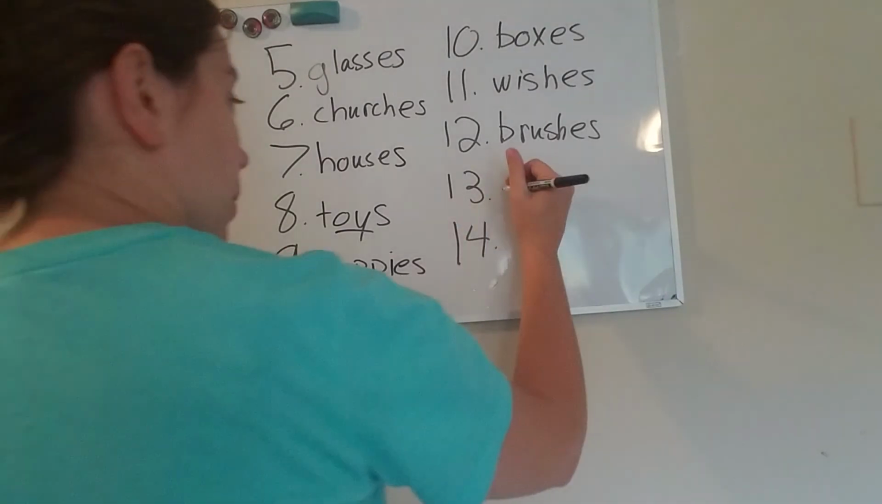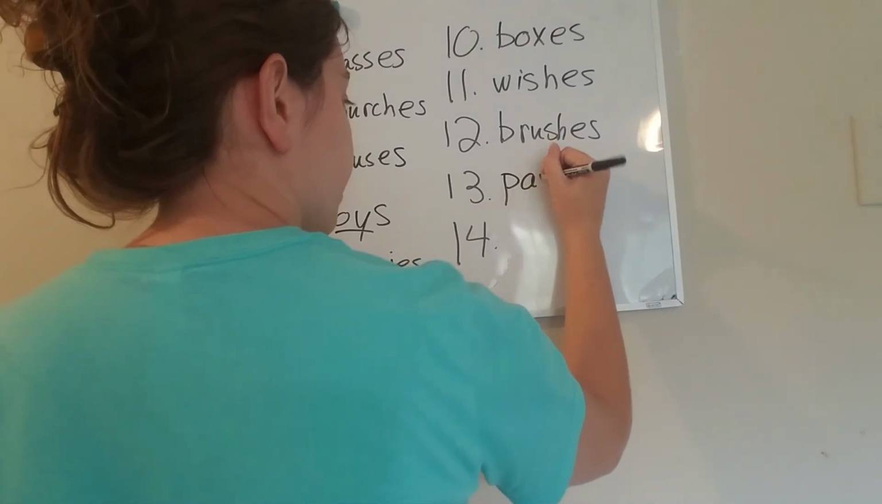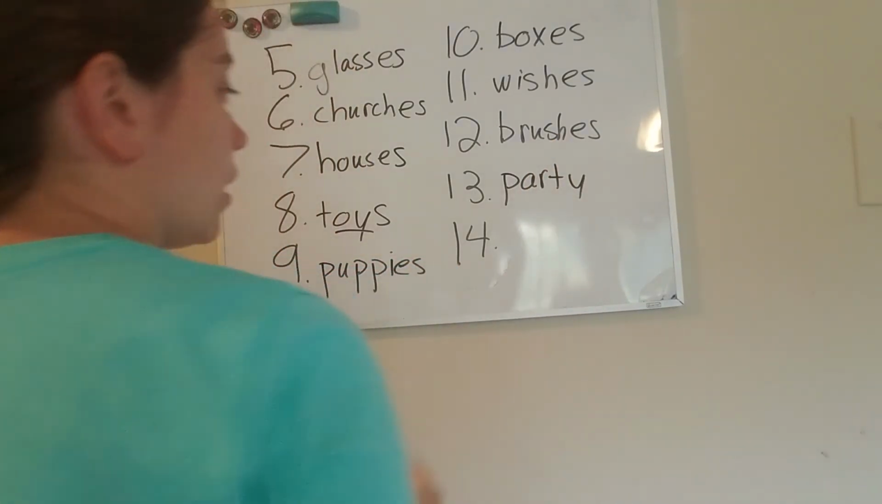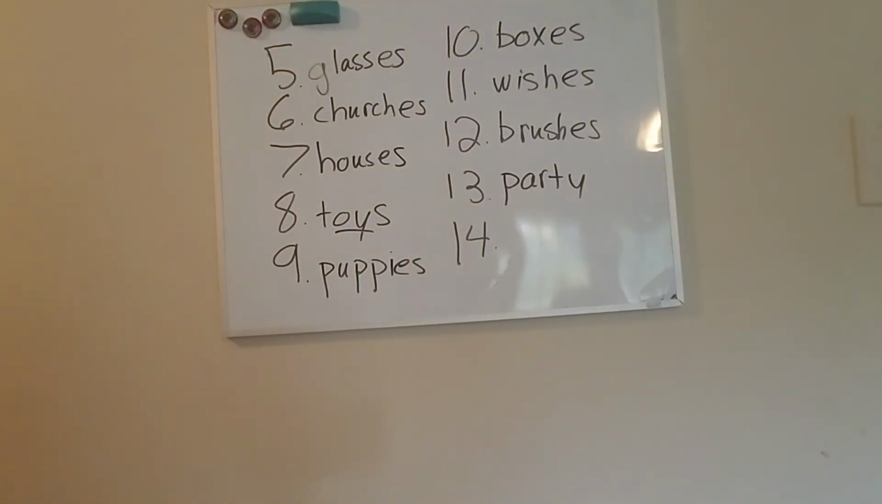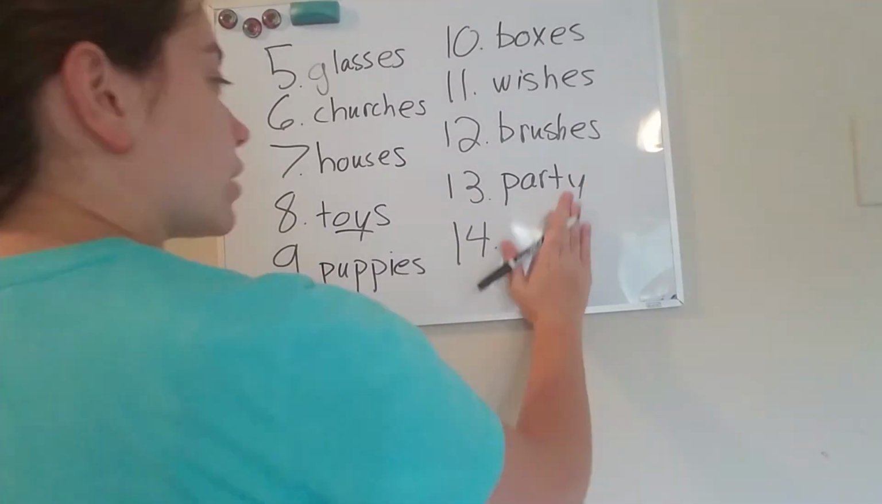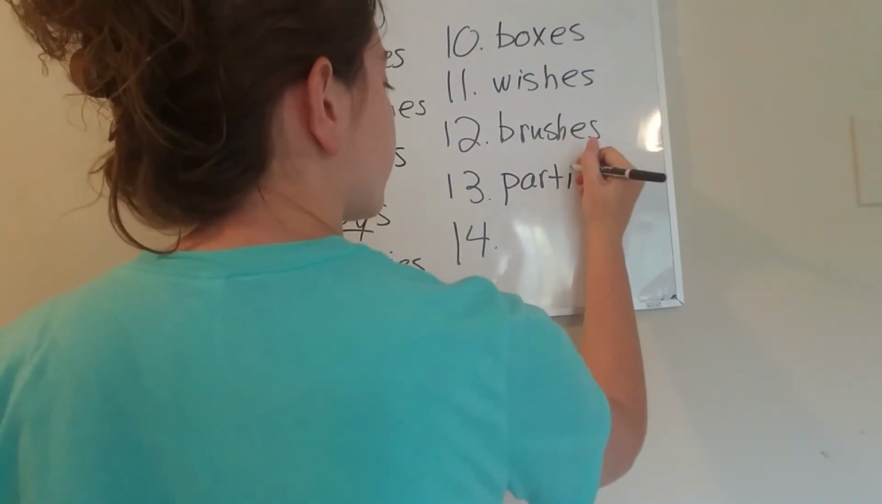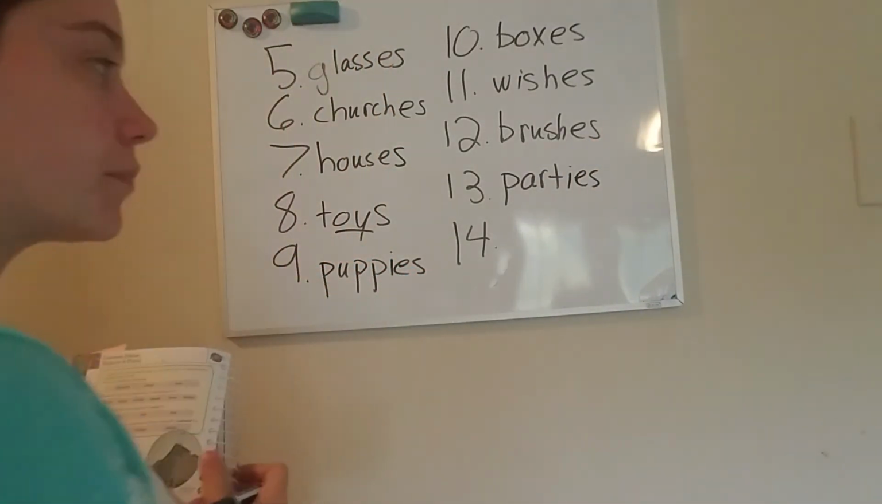Now look at the word party. Oh, we have another Y. So does it end in a vowel and a Y or a consonant and a Y? It ends in a consonant and a Y. So what was my rule for if it ended in a consonant and a Y? We change the Y to an I and add ES.